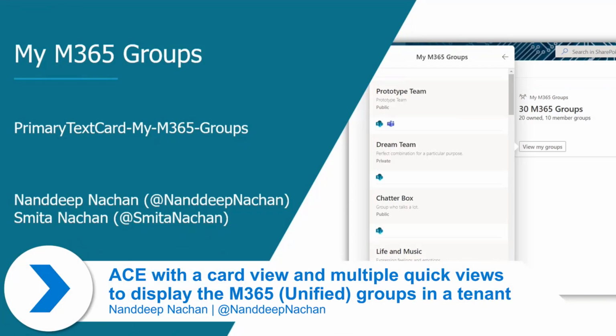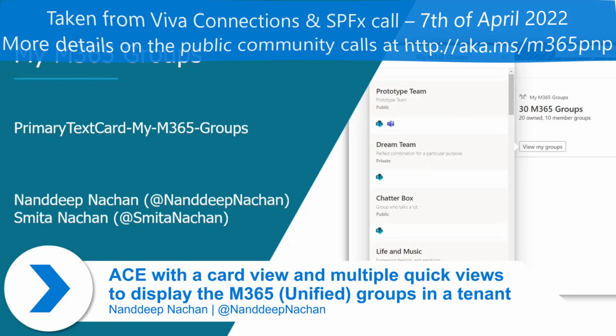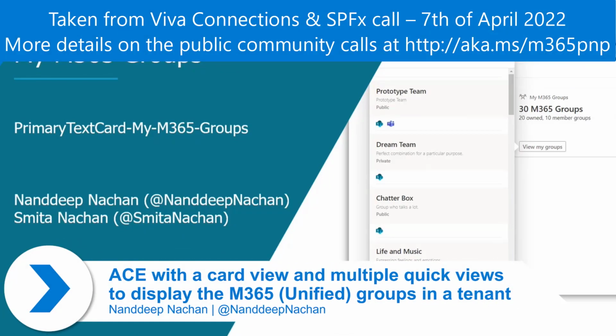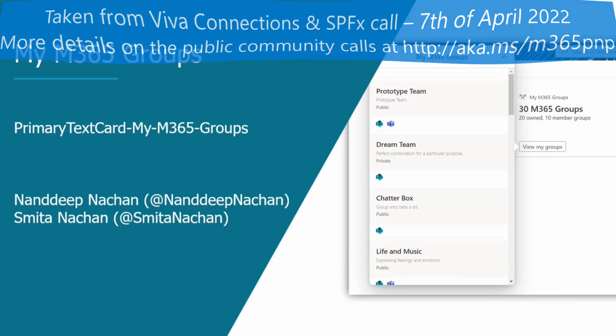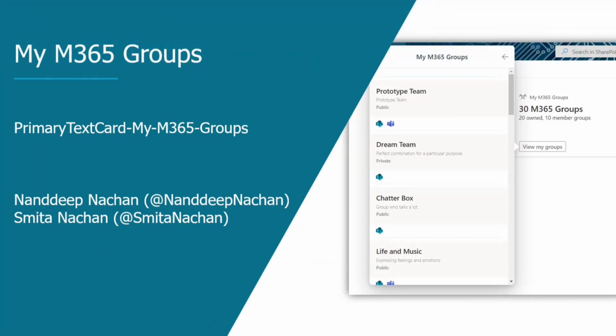Firstly, thank you very much for having me here to showcase our sample on Microsoft Viva Connections adaptive card exploring Microsoft 365 groups. This sample shows how to build an adaptive card extension, which is ACE, with a card view and multiple quick views to display the Microsoft 365 unified groups in the tenant, of which the currently logged in user is an owner or member. And then we will see what the benefits of this are a bit later.